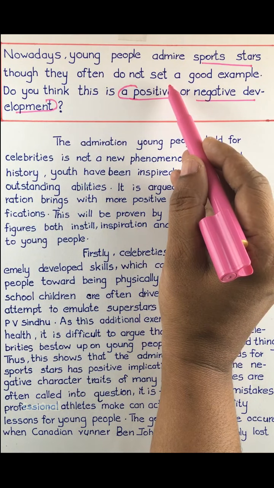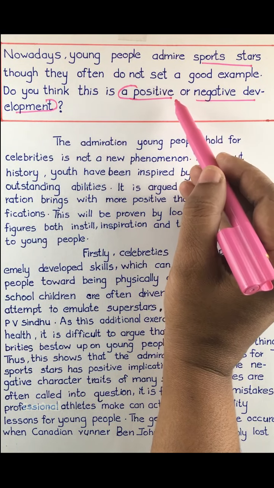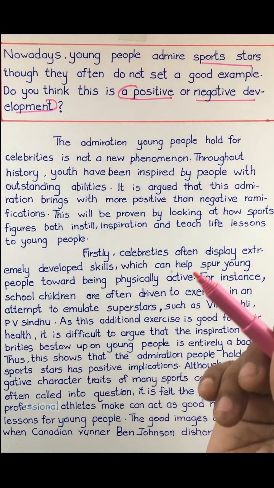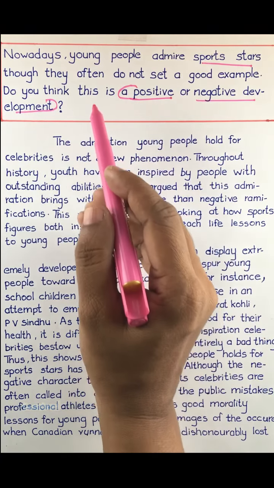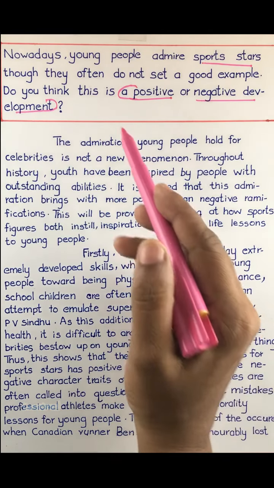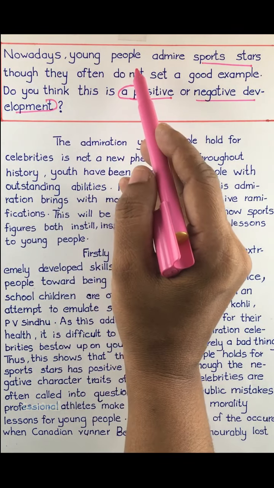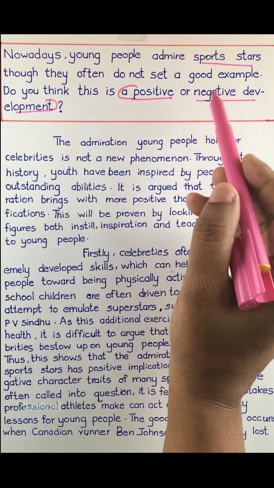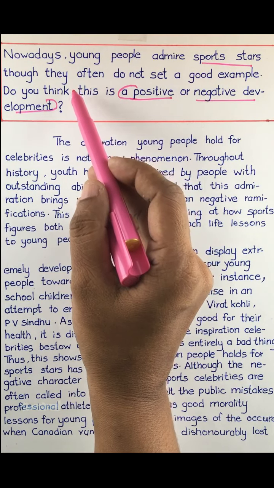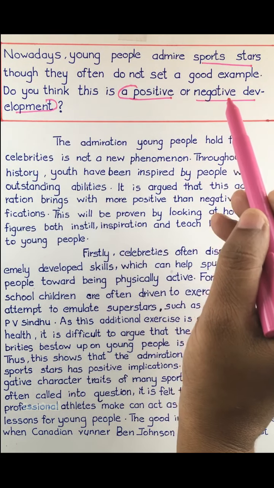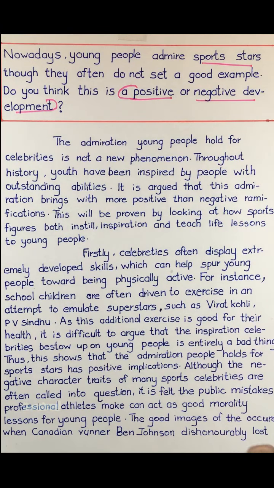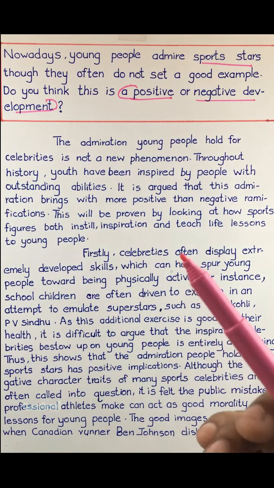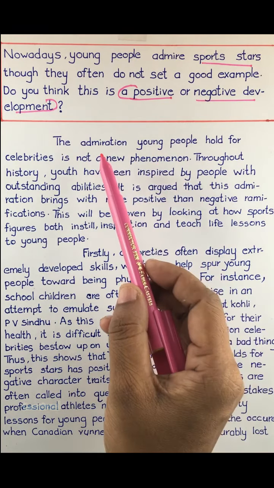So they have clearly stated about the positive or negative development of the sports stars and their example among the public. That's the question. So according to that, you have to understand what the topic sentence is over here and what you are going to explain in your essay. So the topic is about the sports stars and the content is a positive and negative development, how this is going to affect the public in general. So let's start with the essay.